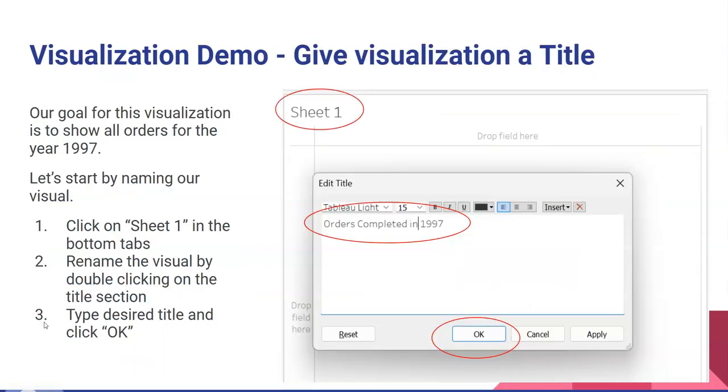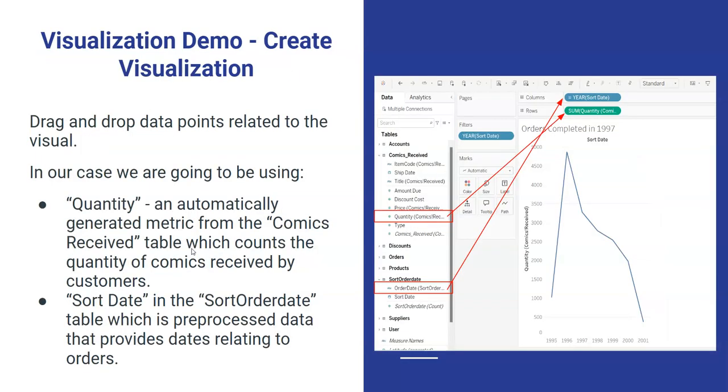Alright, for our visualization, we want to show all the orders for the year of 1997. To start this, you are going to start by creating your visual, and you do this by clicking on Sheet 1 in the bottom tabs and renaming the visual to whatever you want. In our case, we changed it to orders completed in 1997. Then you're going to click OK and apply. After that, it is going to populate with a chart.